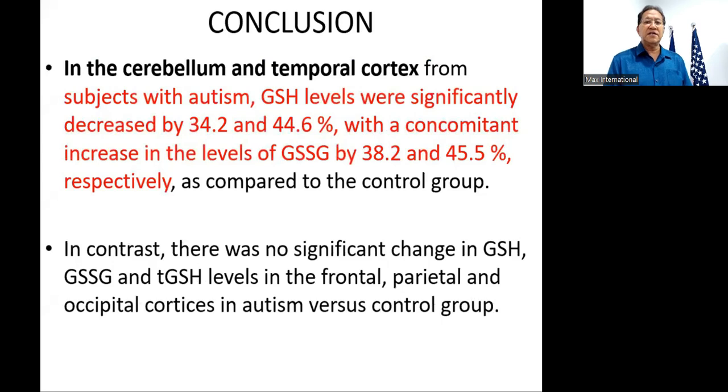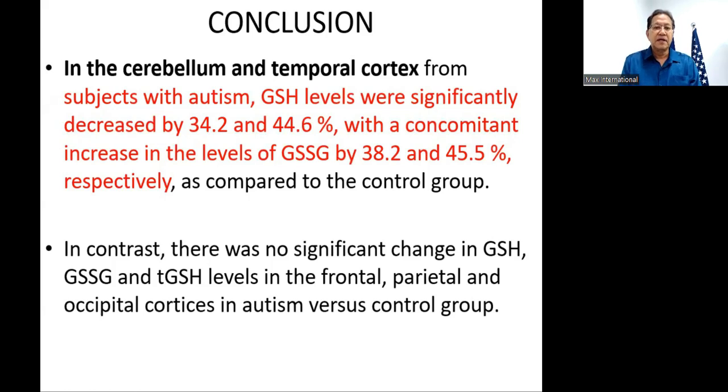And what they found was that in the cerebellum and the temporal cortex, the temporal cortex is here, cerebellum is the back, from subjects with autism, glutathione levels were significantly decreased by 34.2 and 44.6% respectively, and a concomitant increase in the levels of GSSG, the oxidized glutathione, by 38.2 and 45.5% respectively as compared to control groups. And those numbers are significant. I mean, you are 45% more oxidized glutathione, and you are 44.6% less glutathione.